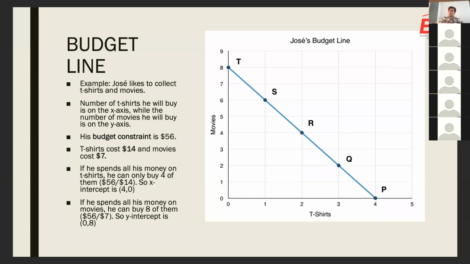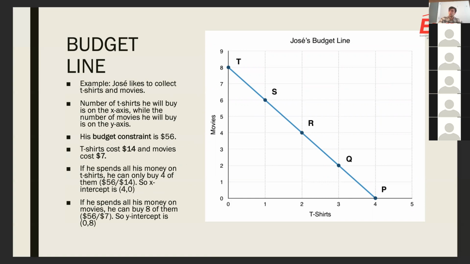If we have Jose's budget line, Jose likes to collect t-shirts and movies. The number of t-shirts he's willing to buy is on the x-axis, while the number of movies he's willing to buy is on the y-axis. His budget constraint is $56. A t-shirt costs $14, and movies cost $7.